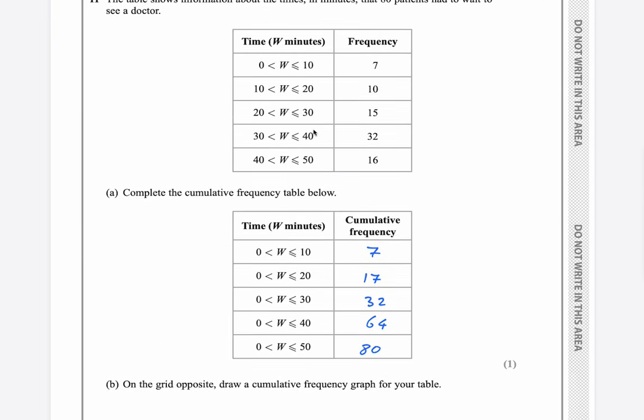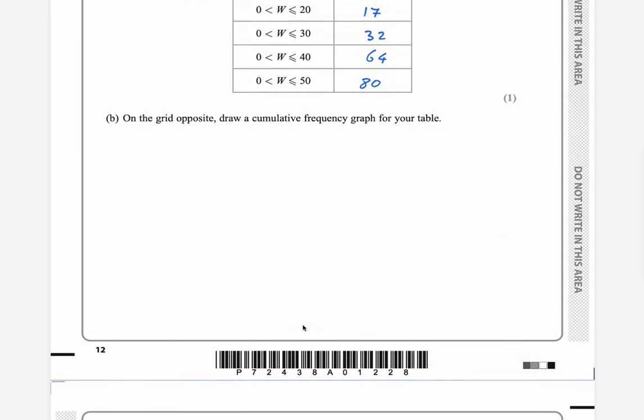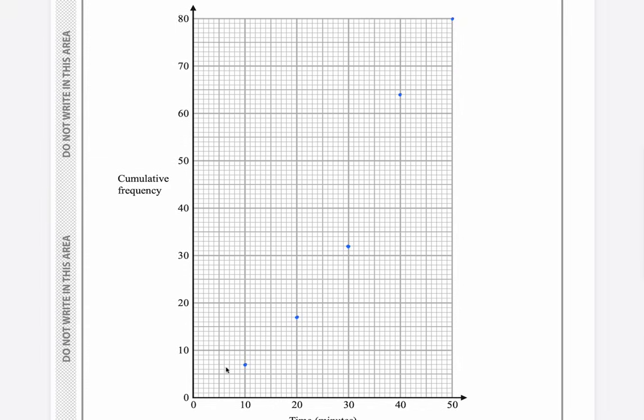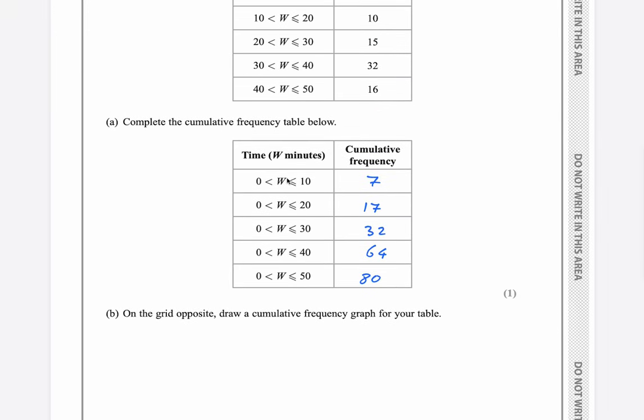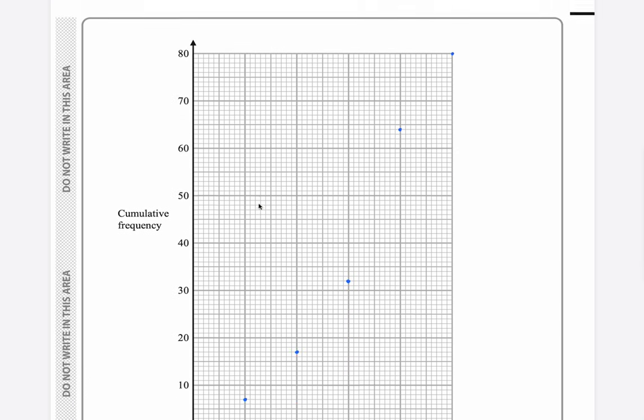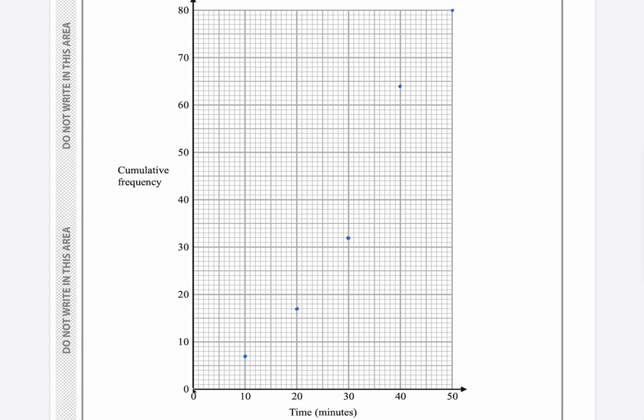Now he says draw a cumulative frequency graph for your table. So I need to join these up, and I need to start from 0 because it starts from 0 here, so that's important. So we're going to start at 0 and we're going to join these up. Now guys, as I always say, try and do this better than I am going to do it here, because I struggle to do this with my pen. Okay, that's not great here, guys, but it will do.